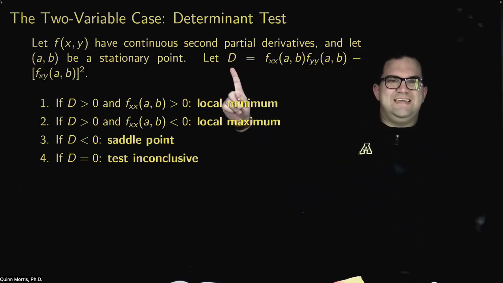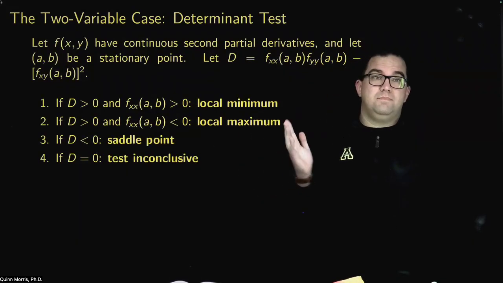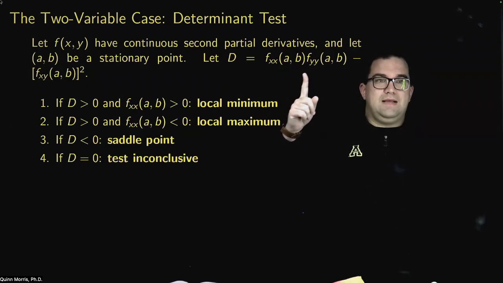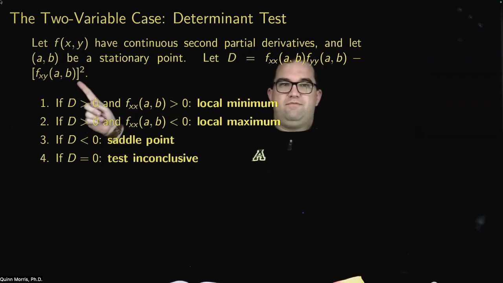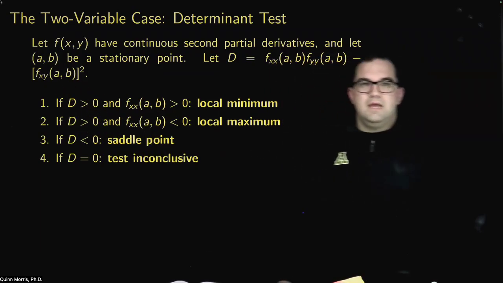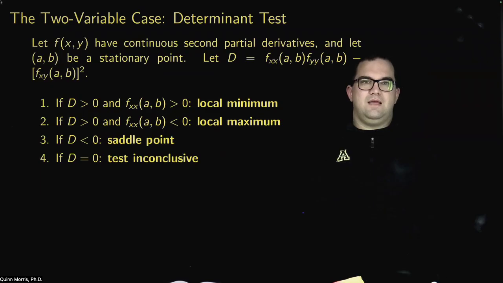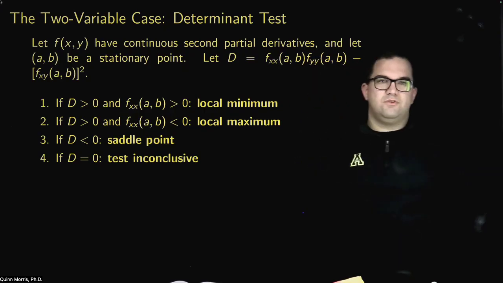And then they define this term D. So they say let D, which some books call the discriminant, be equal to the second partial derivative of f with respect to x times the second partial derivative of f with respect to y minus the mixed partial derivative of f squared. Okay. And then they give you all these conditions. They say, well, if D is greater than 0 and the second partial derivative of f with respect to x is positive, then you're at a local minimum. If this value D is positive, but f_xx is negative, then you're at a local maximum. If D is negative, you get a saddle point.